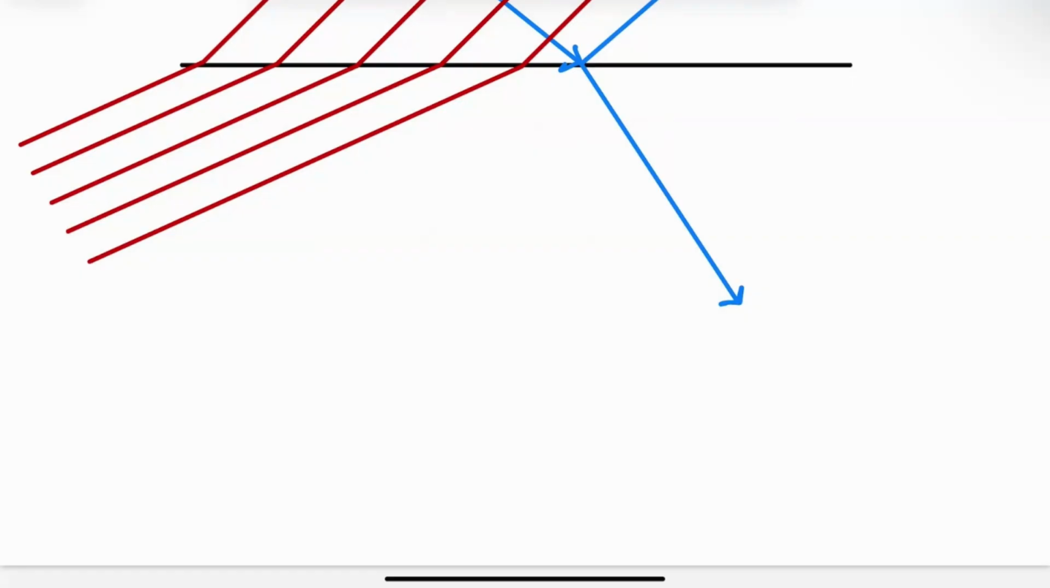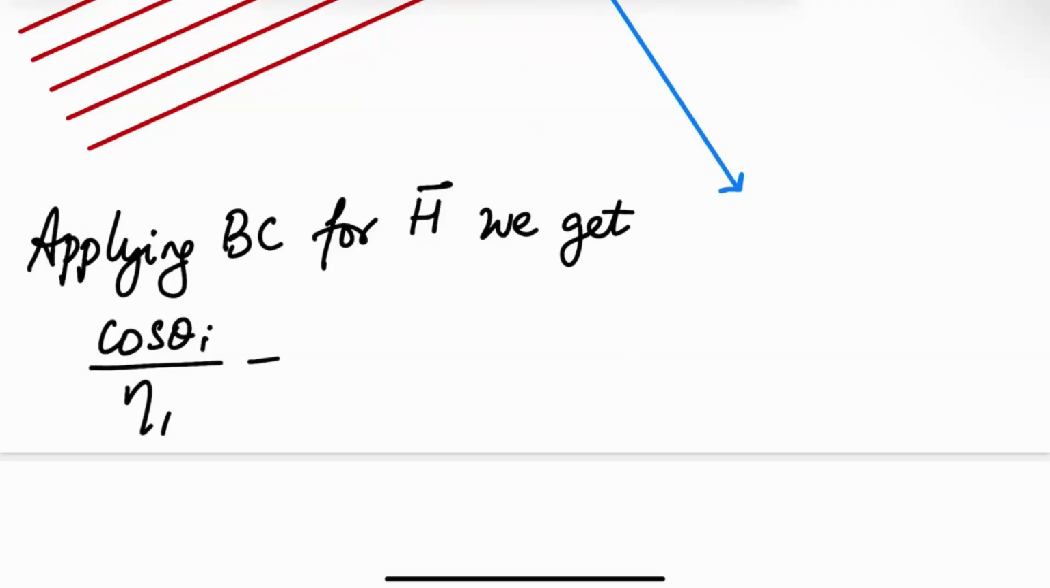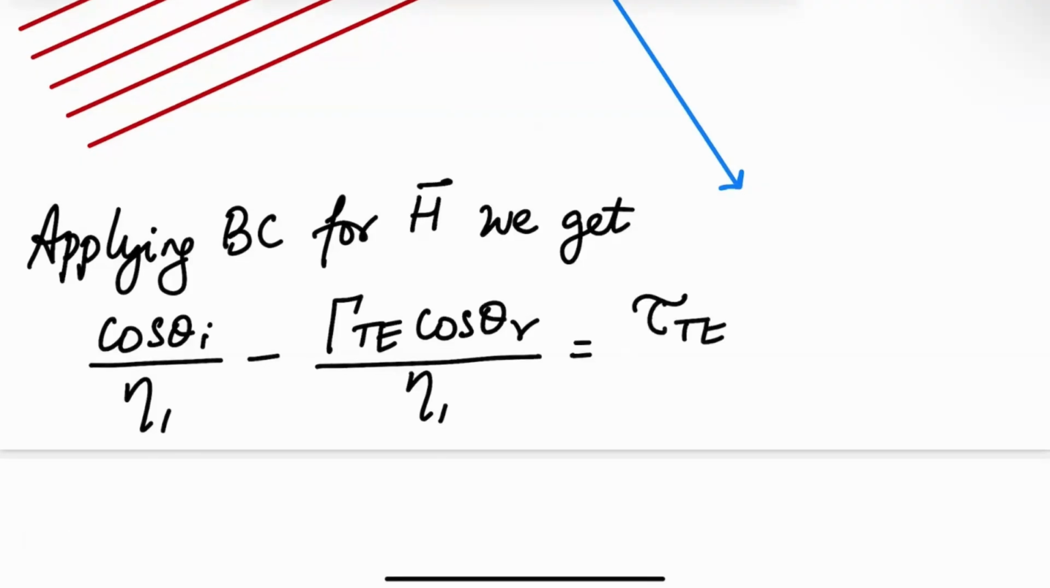Now to get the values of gamma and tau, we need to apply boundary conditions for the magnetic field. If you apply boundary conditions for the magnetic field, you can show easily that you end up with this equation for eta 1. Same thing, you apply it at z equal to 0, and you try to show that it has to be true for all values of x. And you end up with this relationship, sine theta t over eta 2.